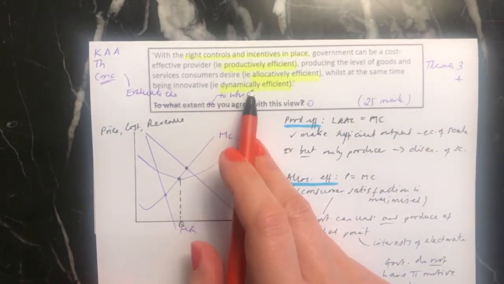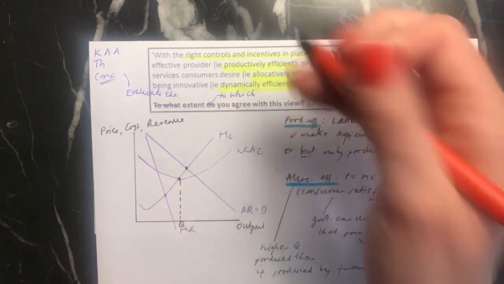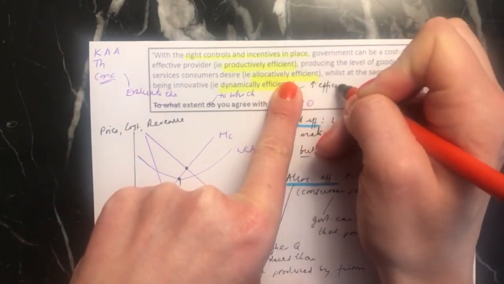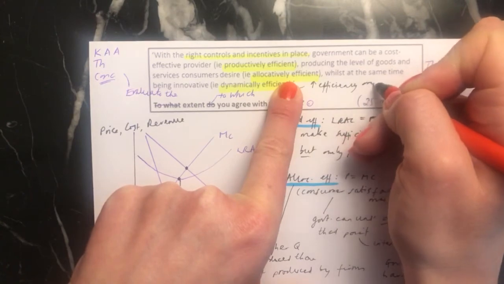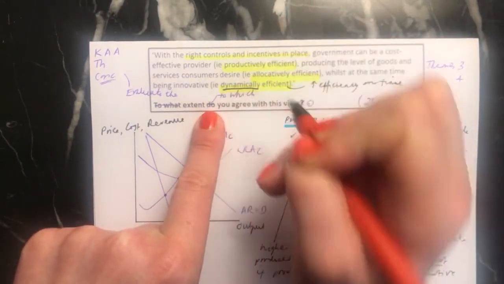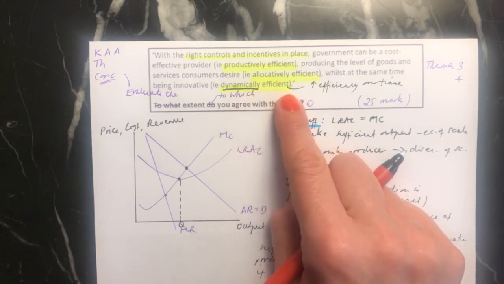Next thing we're going to look at is whether they are being dynamically efficient. Is it possible for the government to be innovative if they're providing all of the goods and services in an economy? Remember, dynamically efficient means that you are increasing your efficiency over time. Remember, dynamic means over time. Static means just looking at one point in time, but dynamic is over time. And this is saying that they will be innovative, they'll be dynamically efficient.